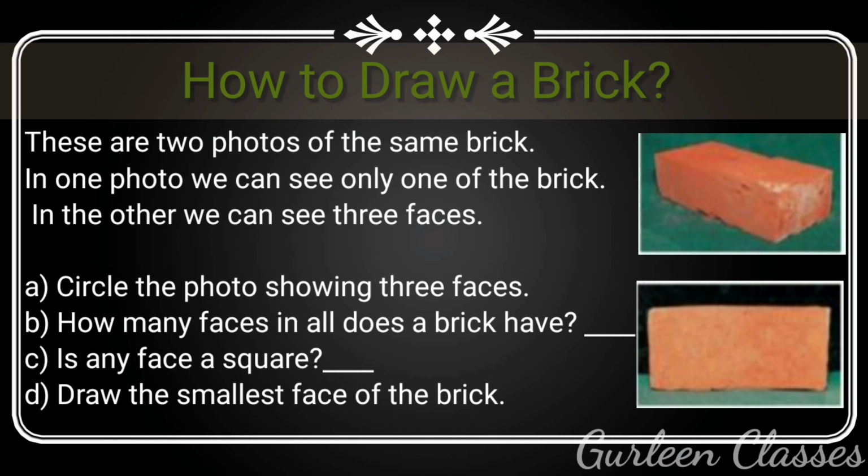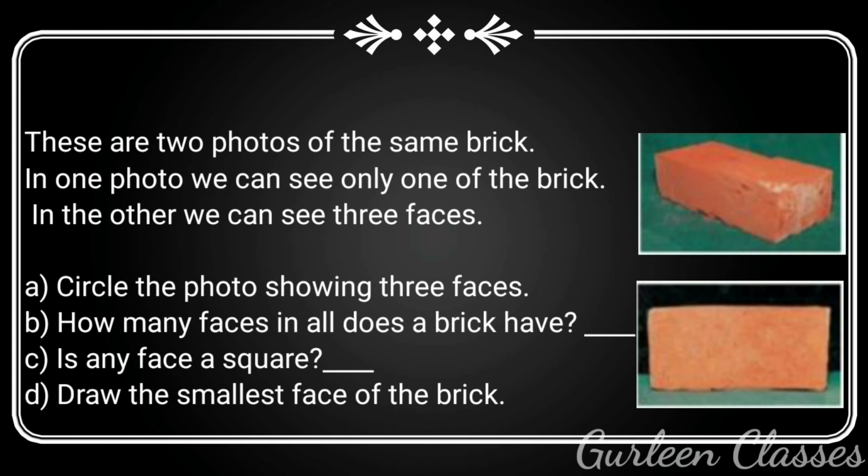Now A part. Circle the photo showing 3 faces. So here I have circled the picture which is showing 3 faces. Clear? Next question, B part. How many faces in all does a brick have? I have already told you previously there are 6 faces. So write here 6. Is any face a square? No. As I have told you, all faces are rectangle in shape.